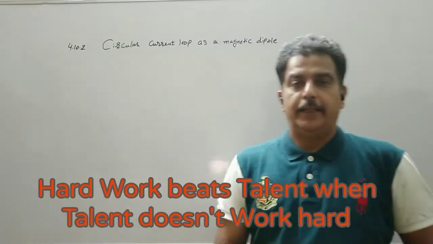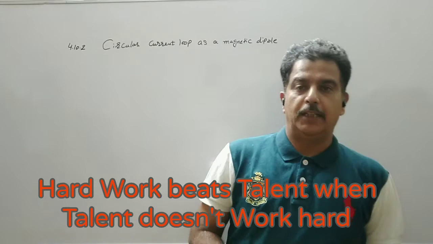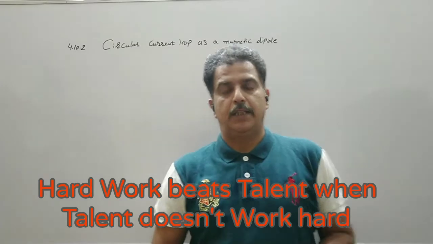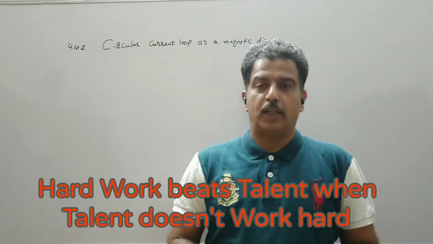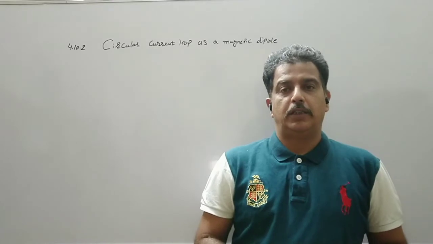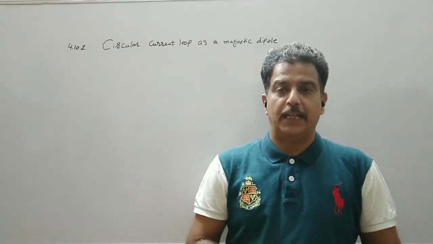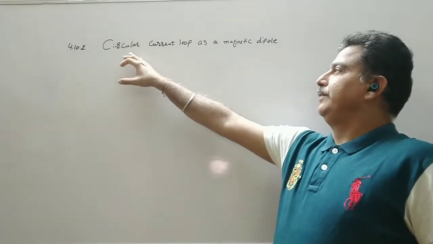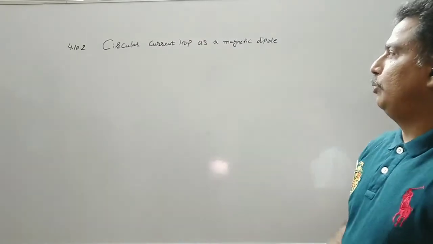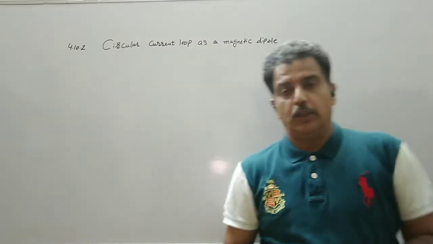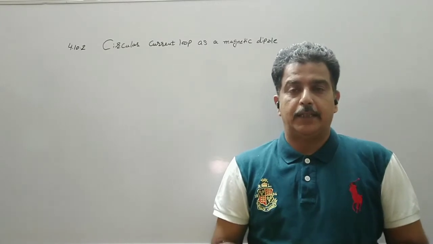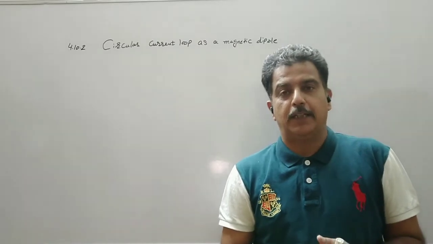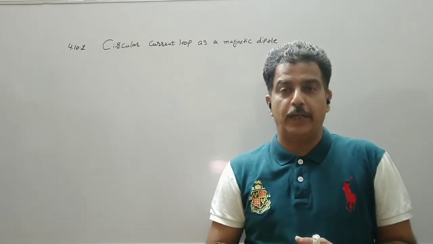Hello students, in the last lecture we have seen that when current is passed through a rectangular loop which was placed in a uniform magnetic field, torque acts on it and the torque given was MB sin theta. Now let us come again to the circular current loop as a magnetic dipole. In the previous lecture we have seen that the rectangular loop was behaving like a magnetic dipole where the magnetic dipole moment was taken as I into A.